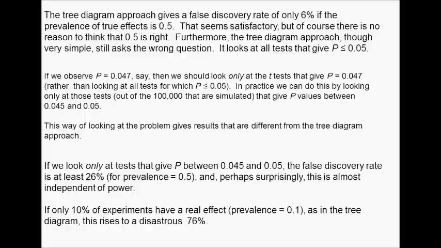It's not 5%. If we repeat these tests, looking at the case we did in the tree diagram, where the prevalence of true effects in the population was only 10%, then we find that the false discovery rate in that case is a completely disastrous 76%. The odds are, in such a case, that there really is no effect at all, but chance, when you use a significance level of 0.05. So there really are problems, regardless of the prevalence.